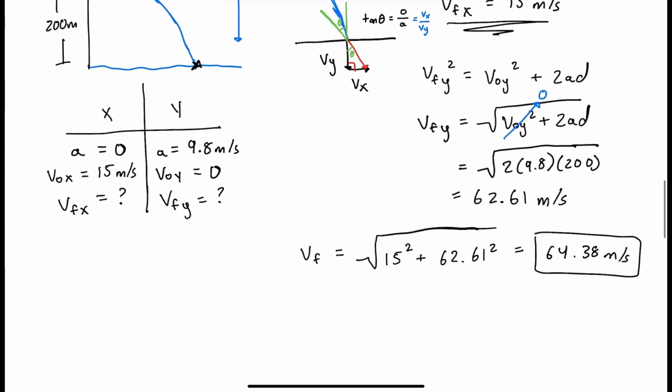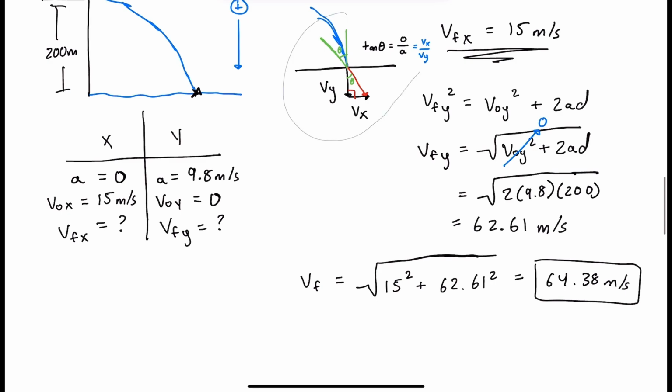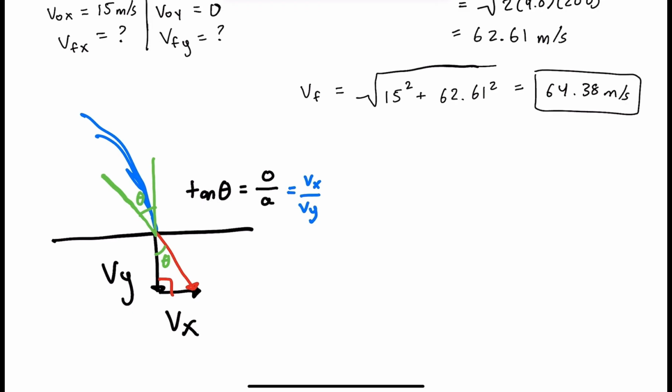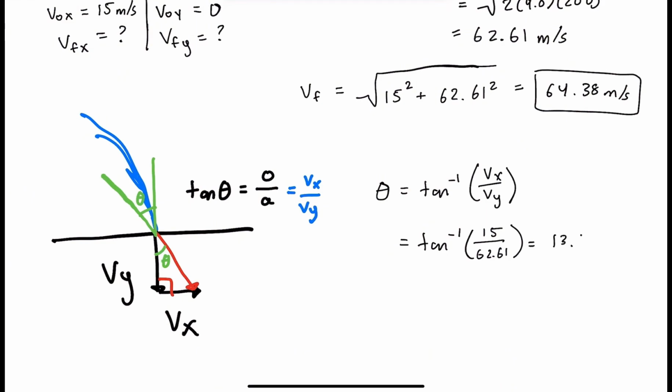So let's move that down here and solve for theta. Theta is equal to inverse tan Vx over Vy, which is also equal to inverse tan of 15 over 62.61, which is 13.47 degrees from the vertical.